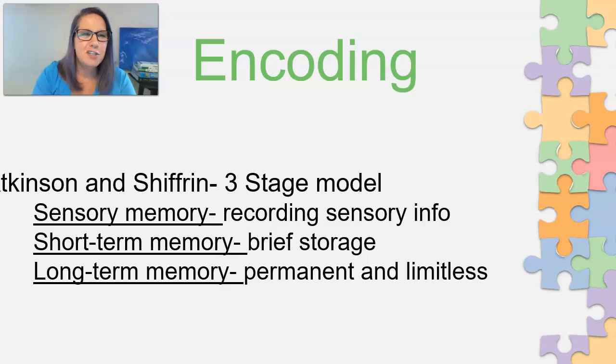The second stage is short-term memory, the very brief storage, and then long-term memory, which is permanent and limitless. Important for you to remember that. Long-term memory is permanent storage, and it's limitless. We can put millions of different bits of information into our long-term memory, and we're still going to hold on to it.